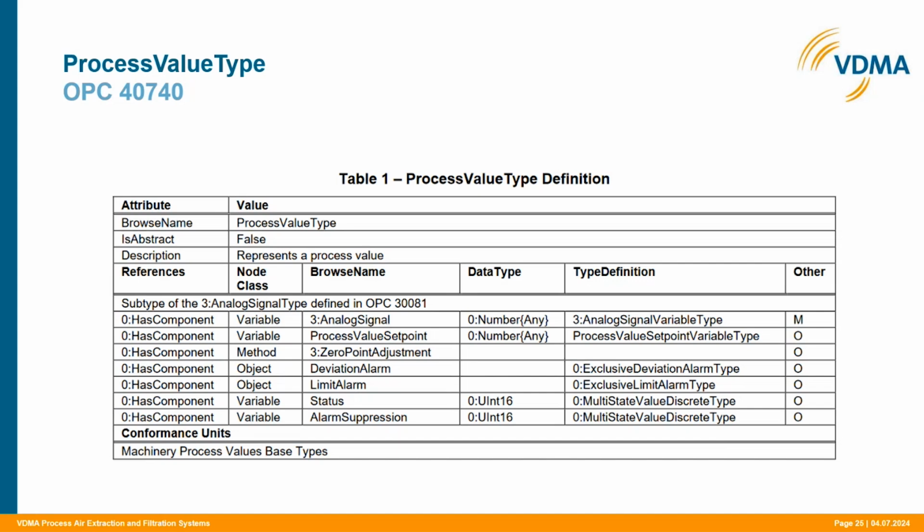The process value type definition, on the other hand, gives us a wide range of values and variables that may be connected to one of those physical values. We've got the analog signal, meaning the value itself, and then there are additionally several values that may be added to this analog value that are describing it. You may have a deviation, you may have limits, and other status that are connected to it.